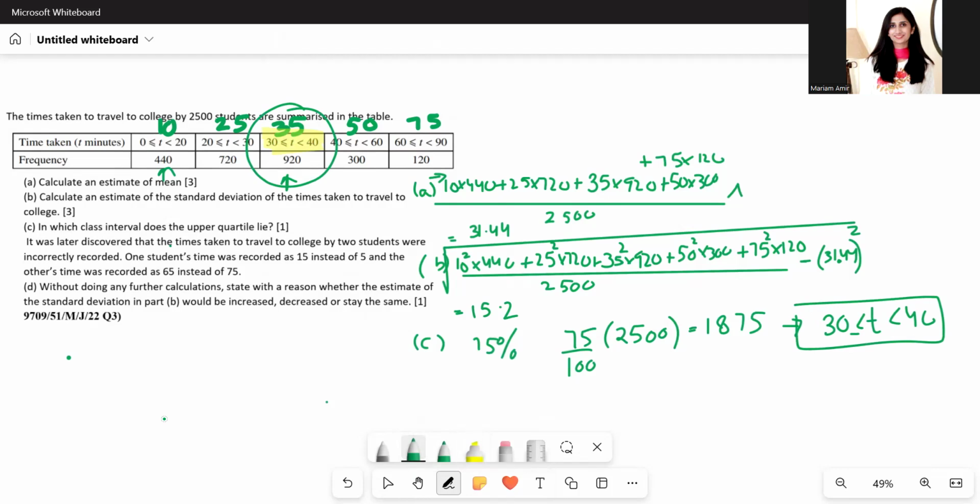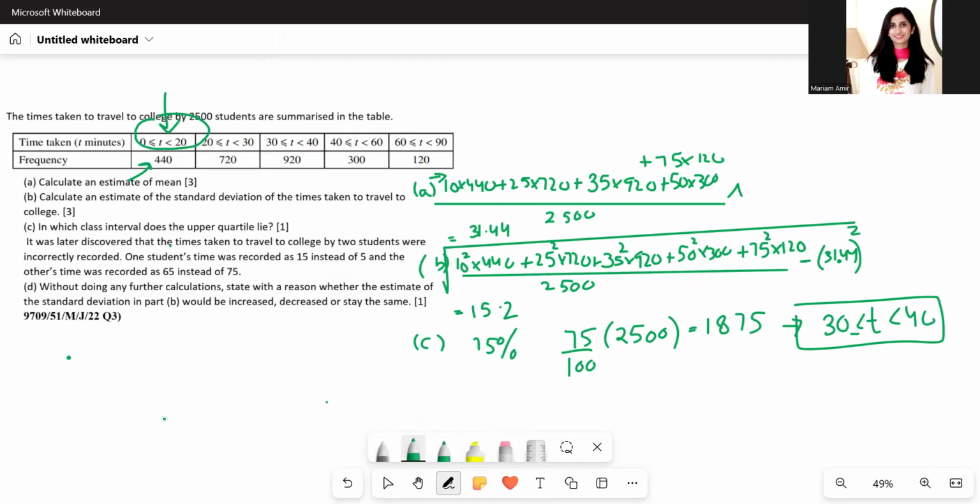Okay, next is, if it was later discovered that the times taken to travel to college by two students were incorrectly recorded. One student's time was recorded as 15 instead of 5. Okay, so where is 15? 15 is somewhere over here. So one of these students had an incorrect time recorded, and his time was recorded as 15 instead of 5. So 5 is also in the same interval. That means the person still stays in the same interval even though his time was wrongly recorded.